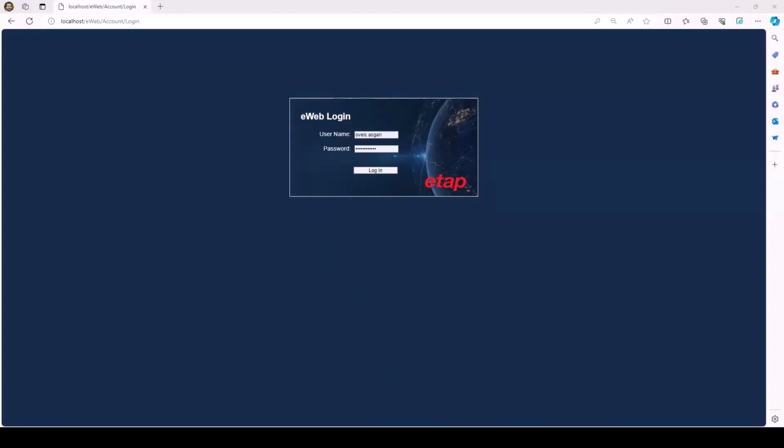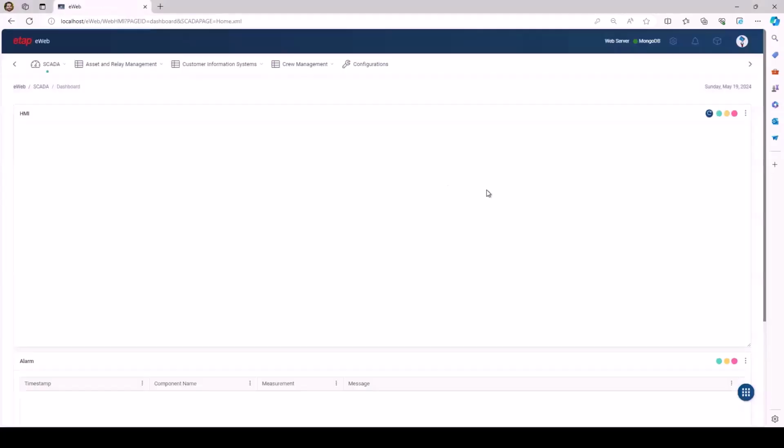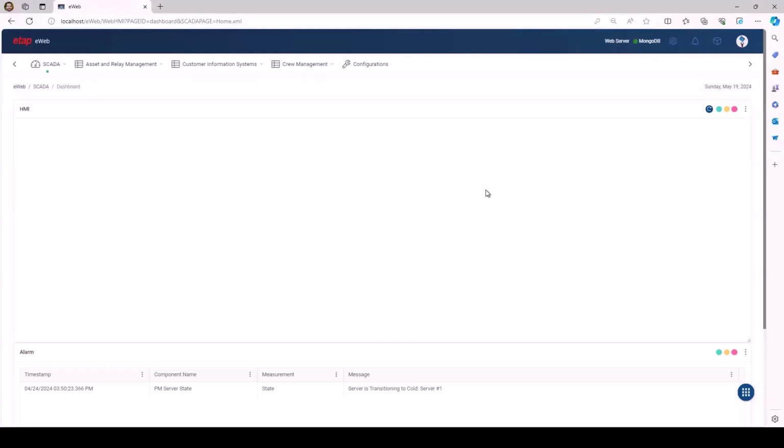AFAS results are displayed in the eWeb interface. eWeb leverages Windows Active Directory for authentication and includes a user access management tool for role-based authorizations. It can be accessed via the internet or a secured network, ensuring flexibility and security for AFAS data. All right, let me log in and go to the AFAS page.